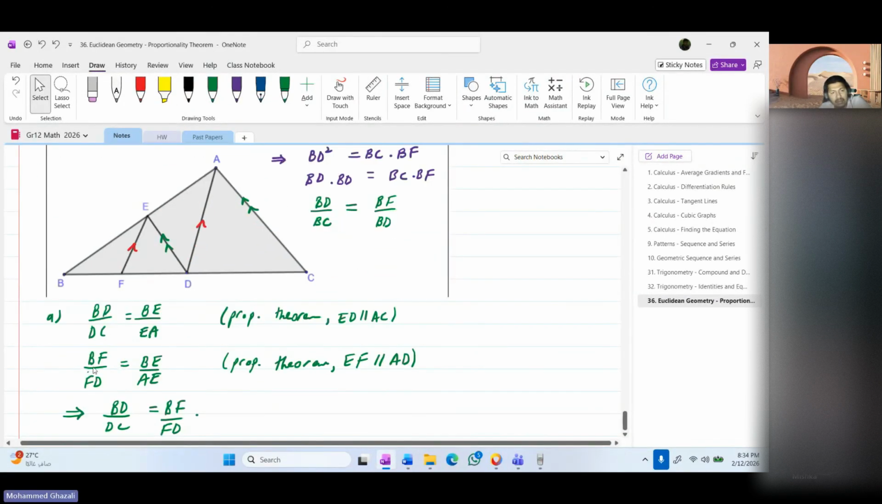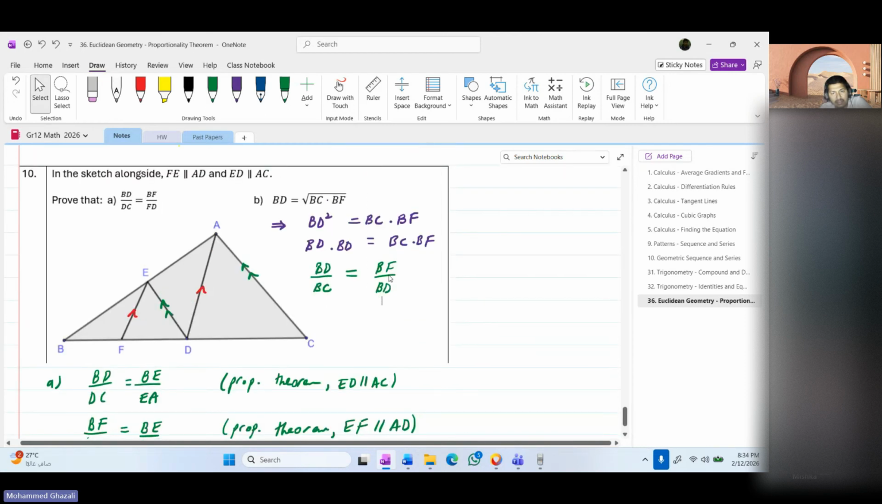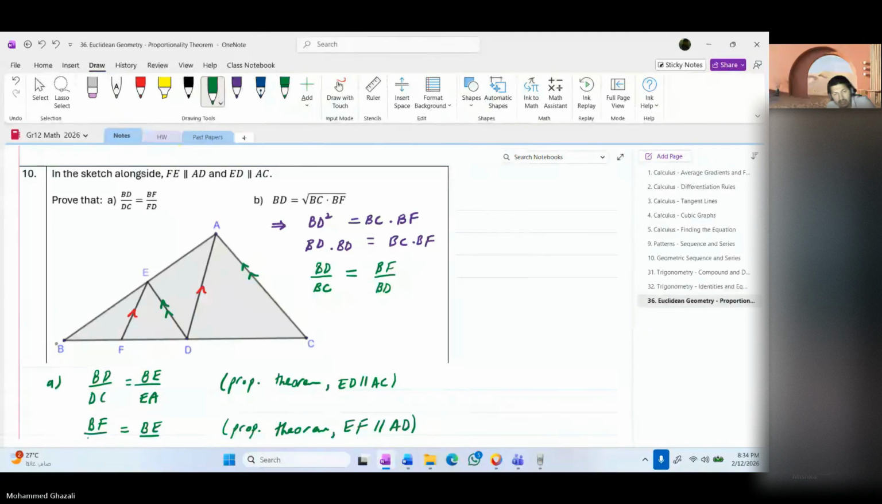Wait a minute, but now we got BF over... whoa, we don't have BF. We got BF over BD. We got BD over... is BC equal to BD? That's what you check. BC, one second. BD over BC equals BF over BD.